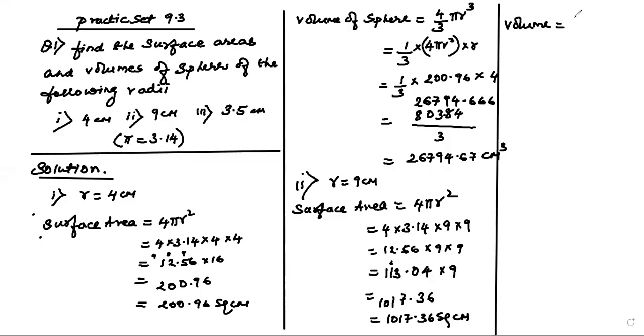Volume of a sphere is 4 upon 3 pi r cube. What did I do, children? I suggested we'll do a shortcut. Since we have calculated the surface area before the volume, take advantage of the surface area.